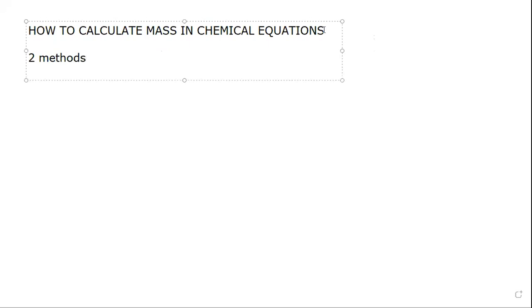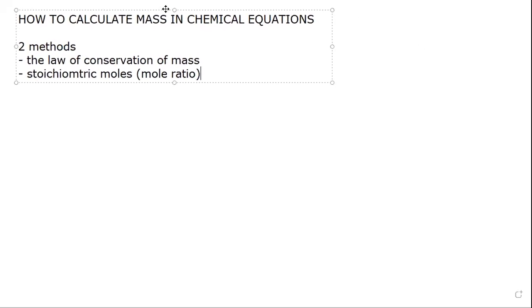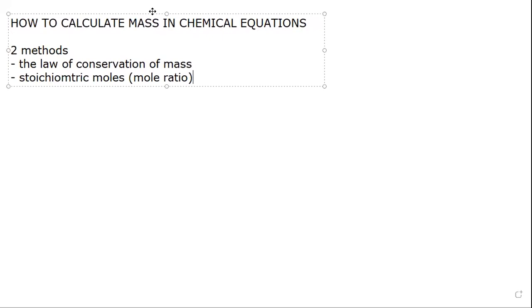Method number one is known as the law of conservation, the law of conservation of mass. The second one involves the use of stoichiometric or mole ratio. So these are the two methods that we use to calculate mass in chemical equations. As of today, I am only going to discuss the law of conservation of mass.